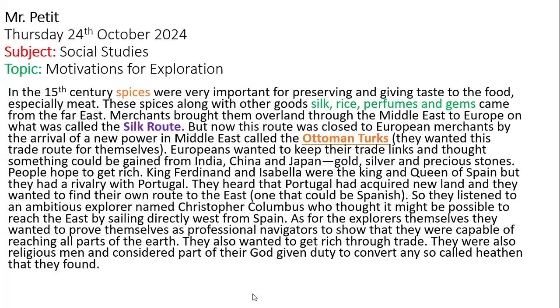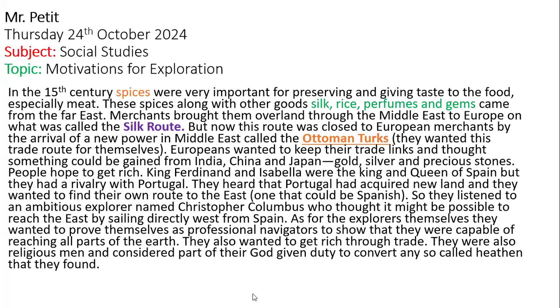They listened to an ambitious explorer named Christopher Columbus. Yes, so they wanted to find a new trade route to the east. They wanted to prove that the world wasn't flat. No, that wasn't one of their motivations. Go ahead, Patrick. They thought it was their God-given duty to convert. So they wanted to convert people when they reached these particular places. Yes, that's correct.